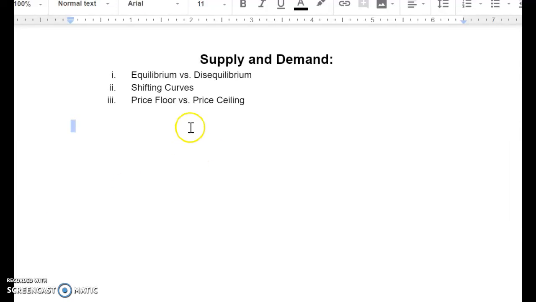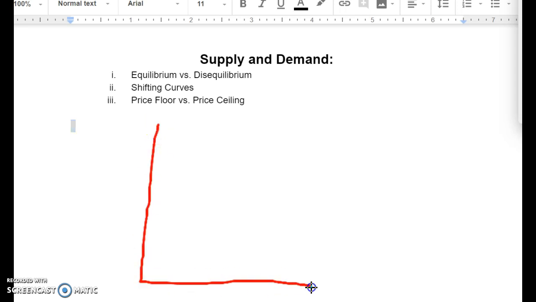Right, so we are going to talk about graph number 2, which is supply and demand. I imagine most of you don't need a hand with this one, but I'm going to go over it anyways. I'm going to emphasize the things that maybe you don't know so well. So first, supply and demand is just price and quantity.